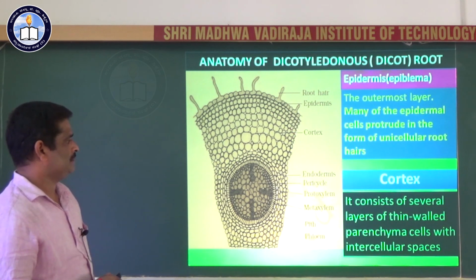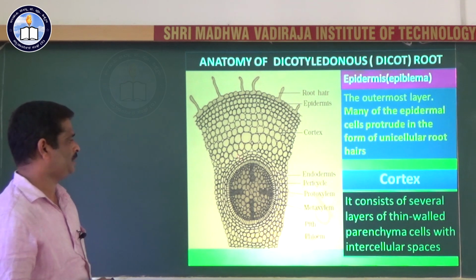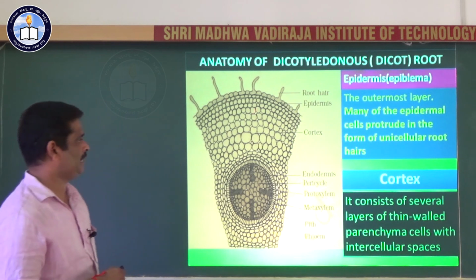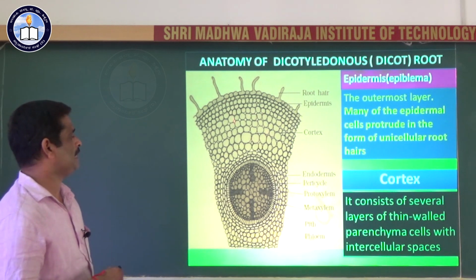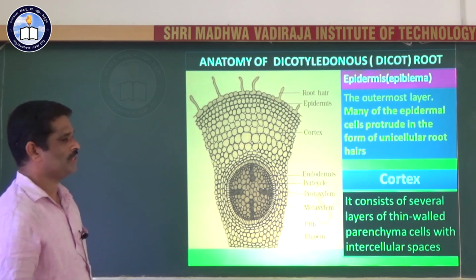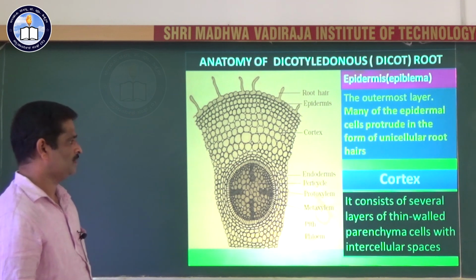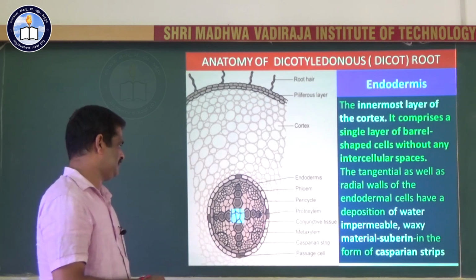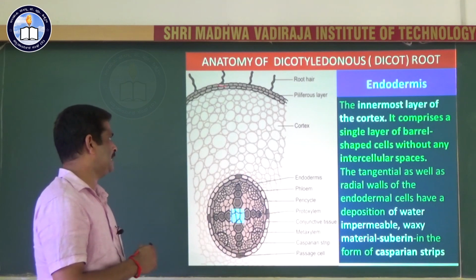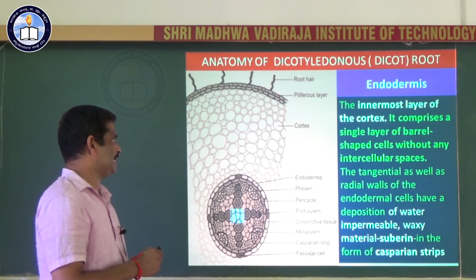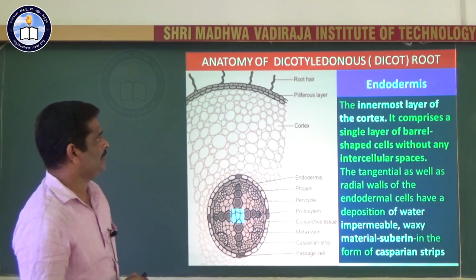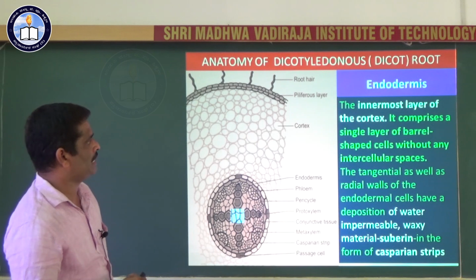Below the epidermis are several layers of thin-walled parenchyma cells with intercellular spaces, that forms the cortex. The innermost layer of the cortex is called the endodermis. This is the endodermis. This is the epidermis, called the epiblema, also referred to as the piliferous layer.